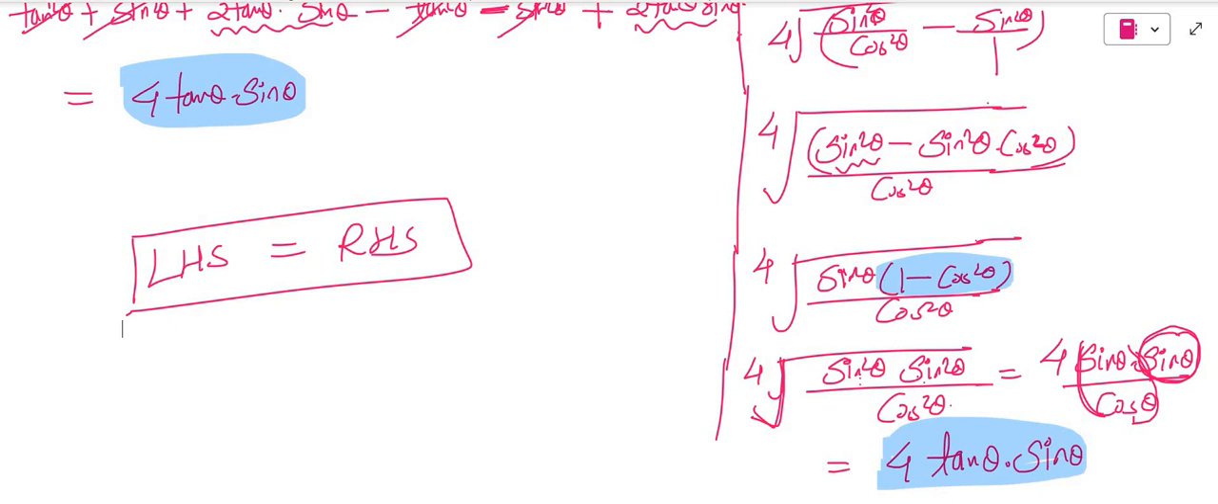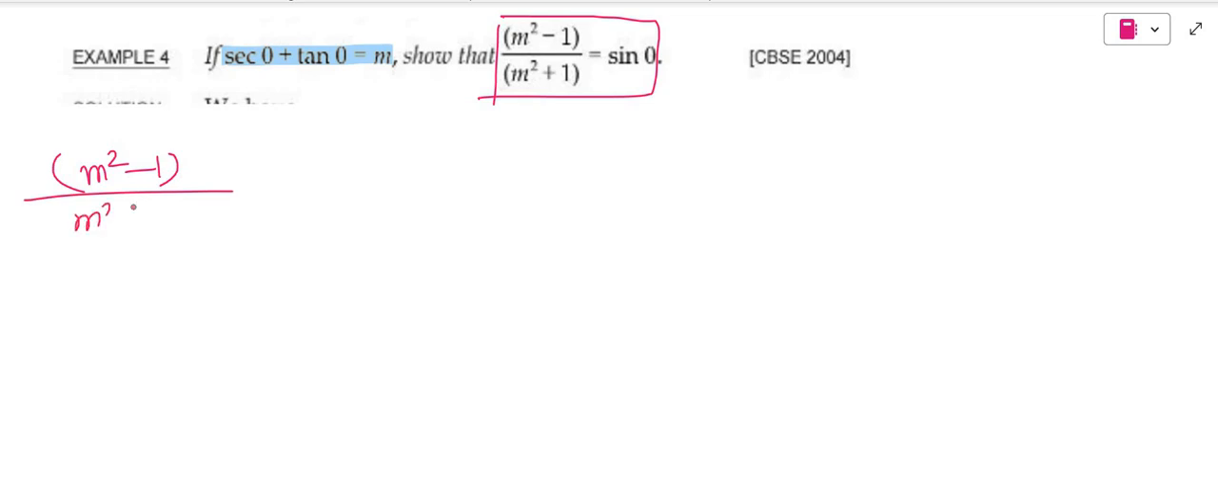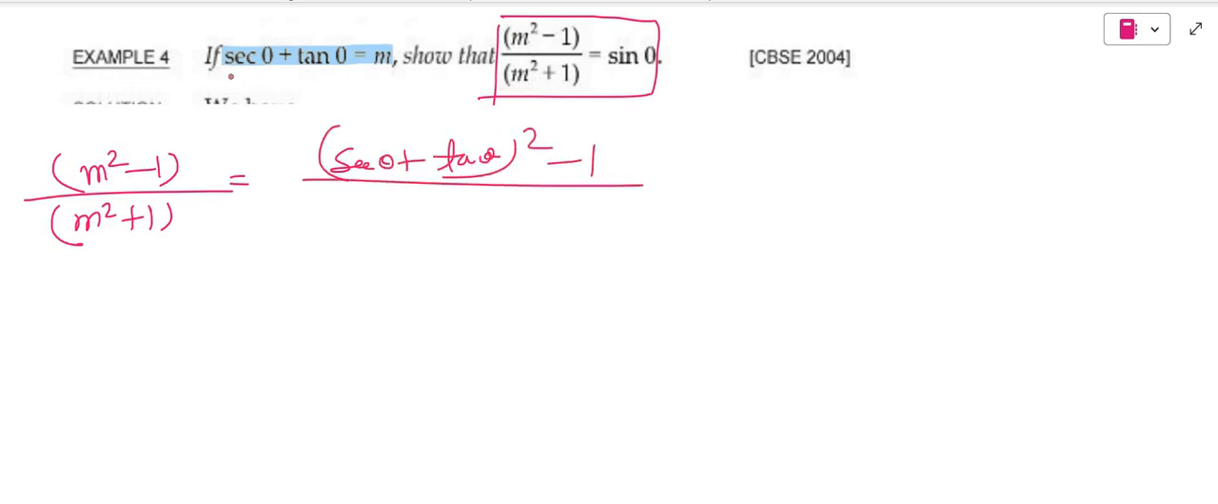Okay, just one more question we will see. This is a very easy and good question, okay? So they have given sec theta plus tan theta is m and you have to prove this part. This part you need to prove. So let's start solving. So we need to prove m square minus 1 by m square plus 1. So let me simplify. m is what? sec theta plus tan theta, square minus 1. This is given as m.